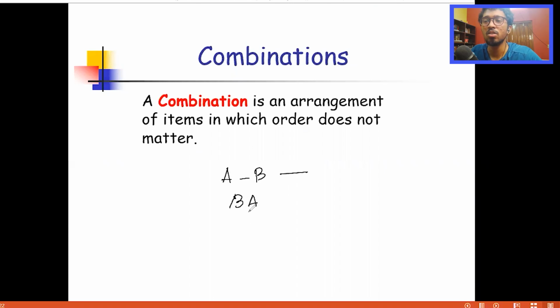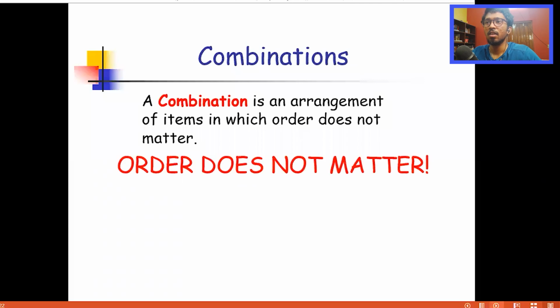They are not different. So a combination is an arrangement of items in which the order does not matter. Whenever we are counting that, we are counting arrangements where order does not matter. That is how we are counting combinations. Yes, we know order does not matter for combination. Whenever in a problem order is not important, you have to count the number of combinations.